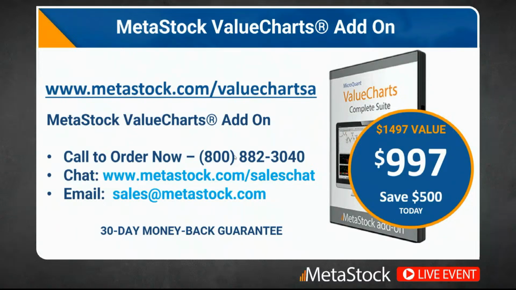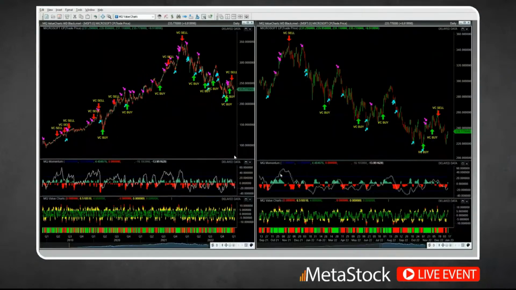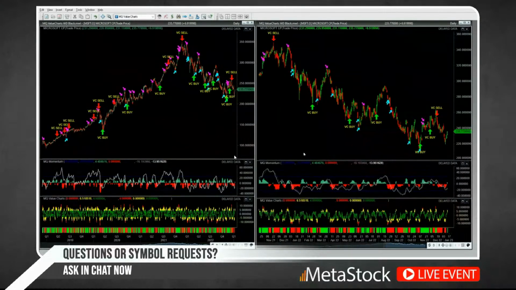I do have it up and running if anyone wants to look at specific markets here. Hopefully it's going to cooperate. I think it is. This is Microsoft right here, by the way. You can see we got a couple of buy signals here. Let me zoom in a little bit more. We had a sell signal up here, which is a beautiful sell.